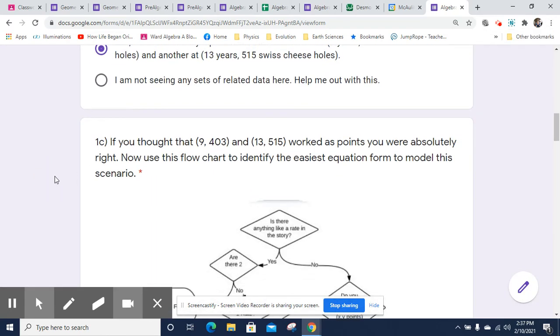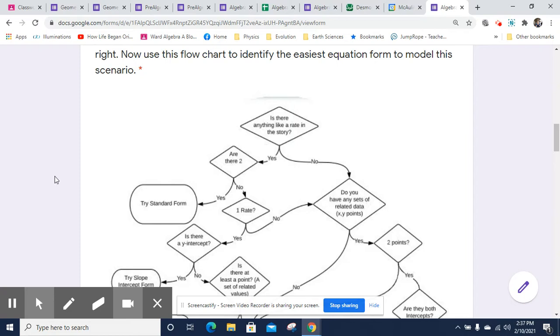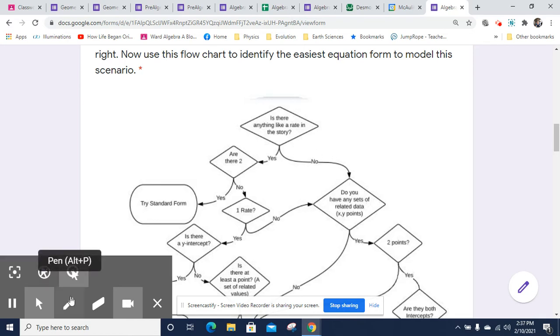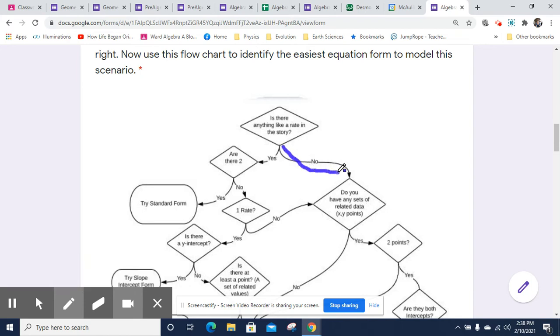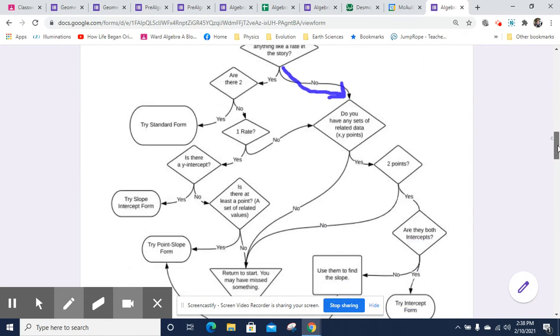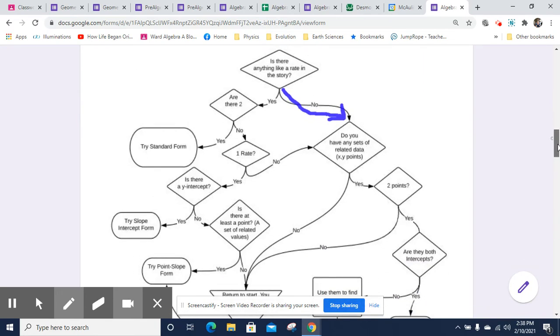Okay, so let's see which equation type makes the most sense. Is there anything like a rate in the story? I'm going to say no, definitely going this way. I'm going to go ahead and draw our path. Okay, so we're going to go this way. So no, there is nothing like a rate directly in the story. You'd have to work for it.